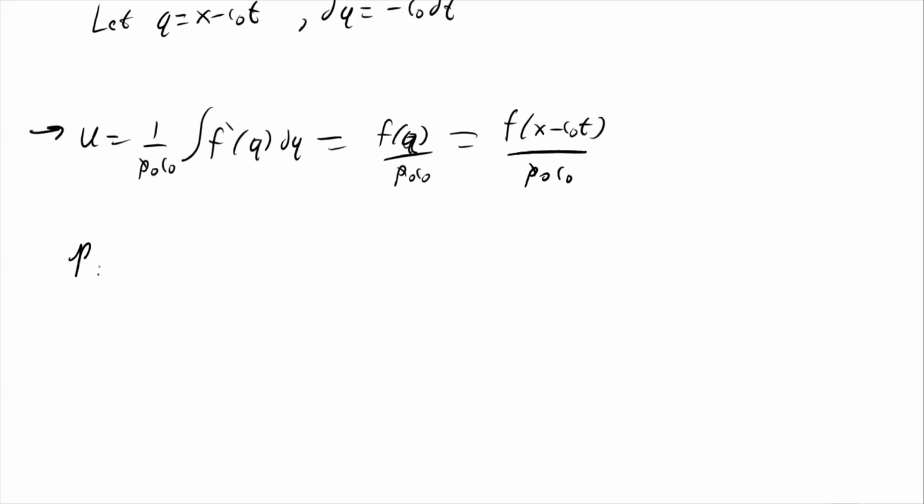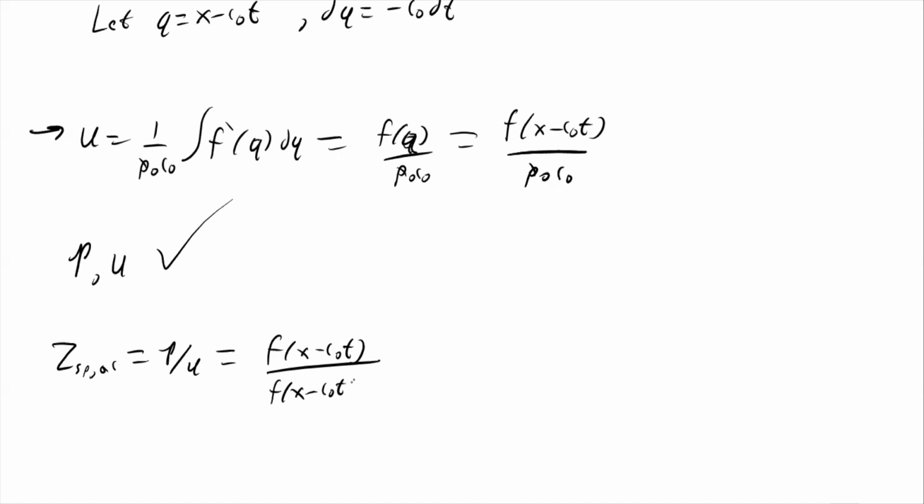Okay, we have P and we have U. We have both of those. So we can solve for the specific acoustic impedance of a plane wave, which again is P over U, which turns out to be f of x minus c naught t over f of x minus c naught t over rho naught c naught, which is equal to just rho naught c naught. And this gets a special name. This is known as the characteristic impedance of the fluid. So the specific acoustic impedance of a plane wave is the characteristic impedance of a fluid.